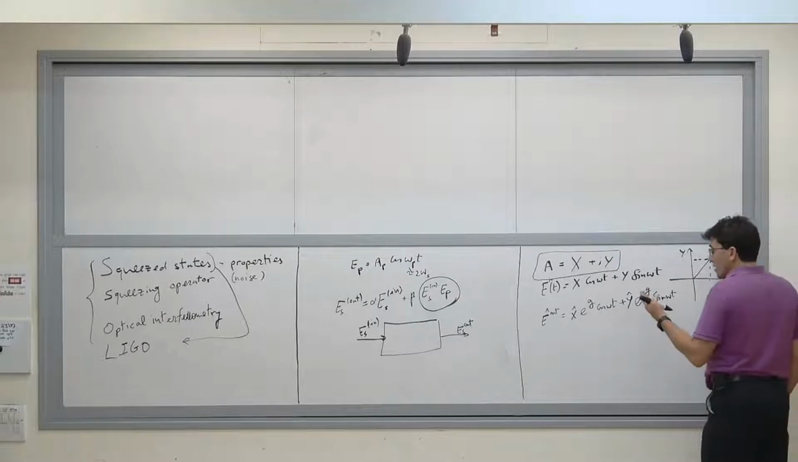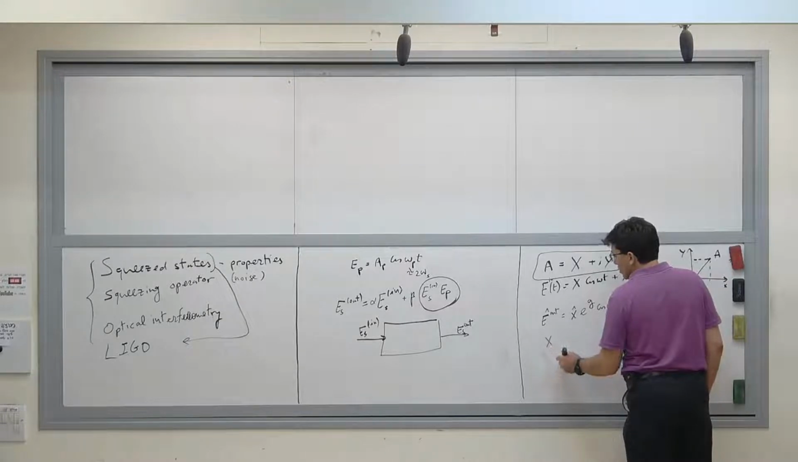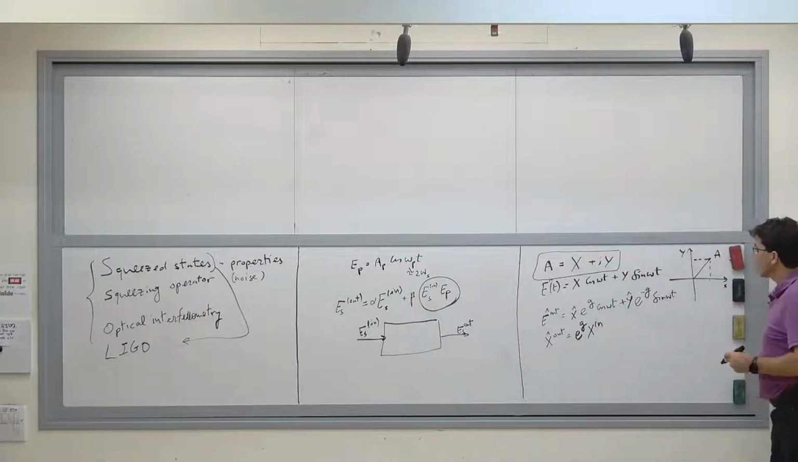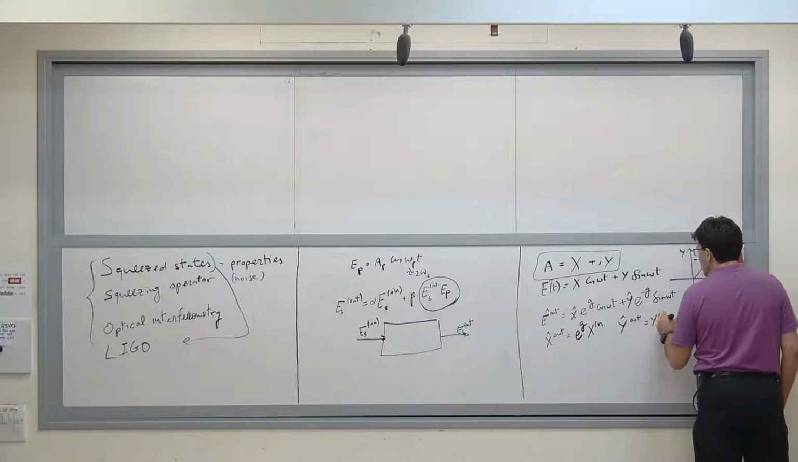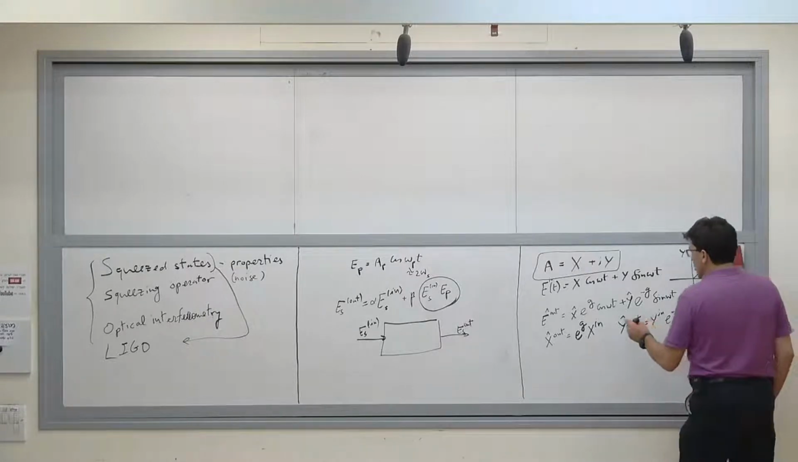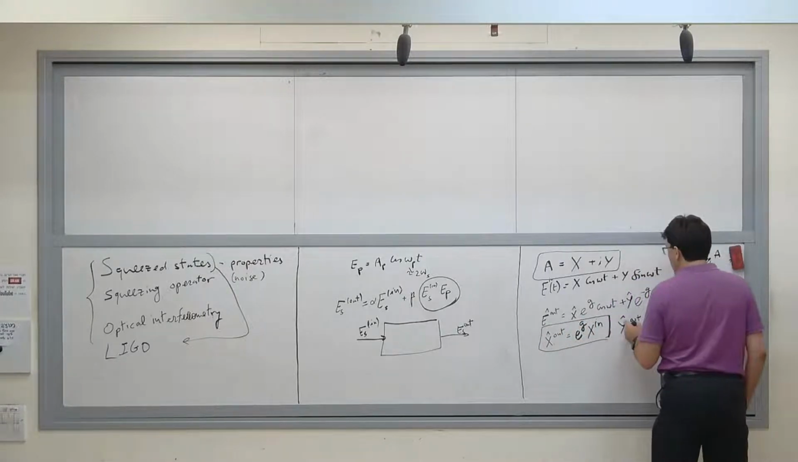And that means we can say the following: the operator x at the output is related to the operator x at the input, whereas the operator y at the output is related to the operator y at the input.